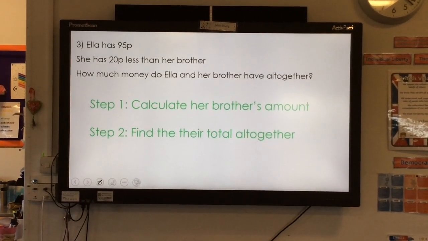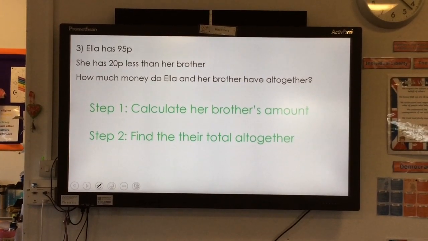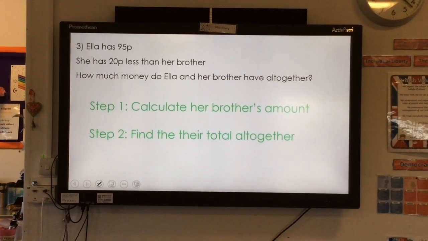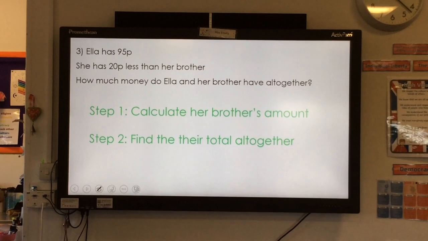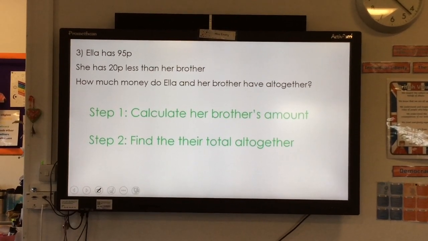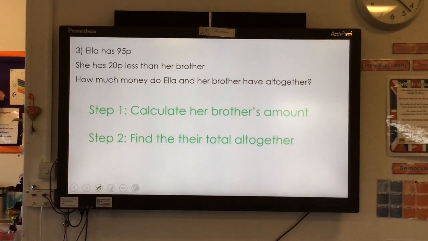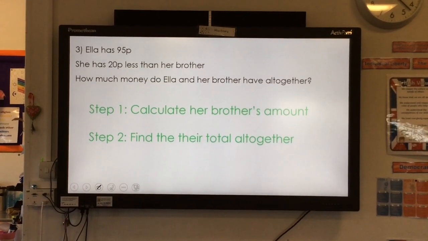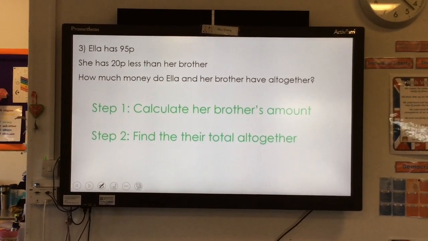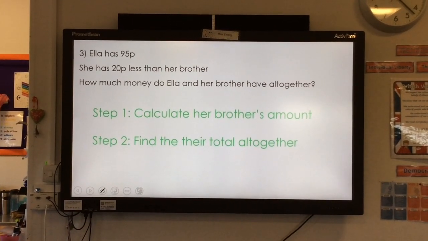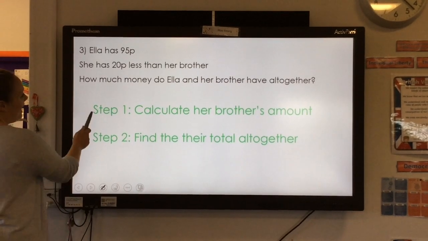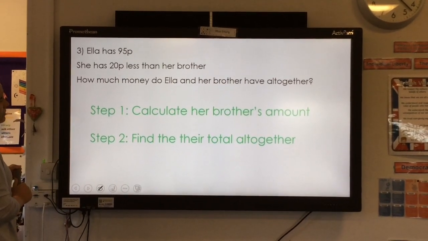Next one. Ella has 95p, 95 pence. She has 20 pence less than her brother. How much money do Ella and her brother have all together? Now you've got to be careful with this one. It's 2 steps. The first step is to calculate her brother's amount.